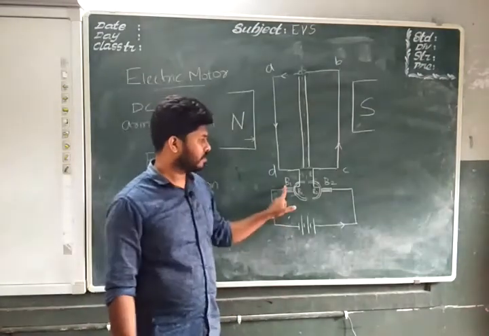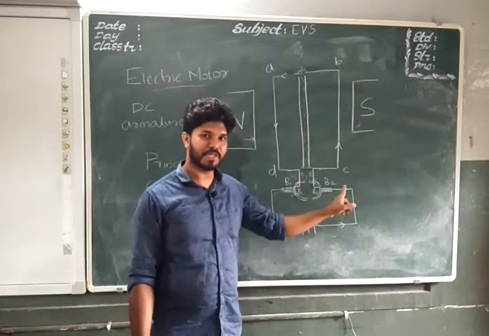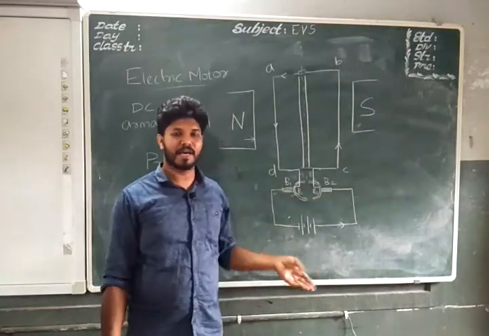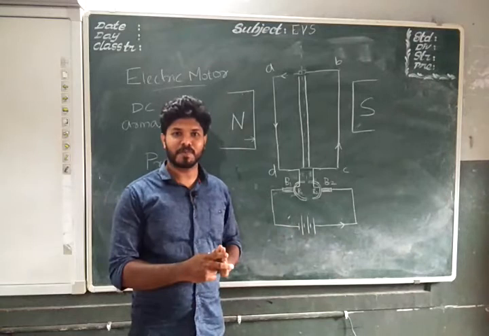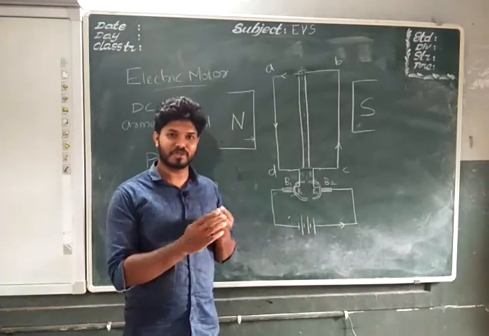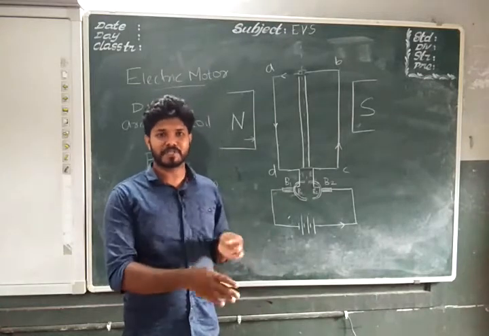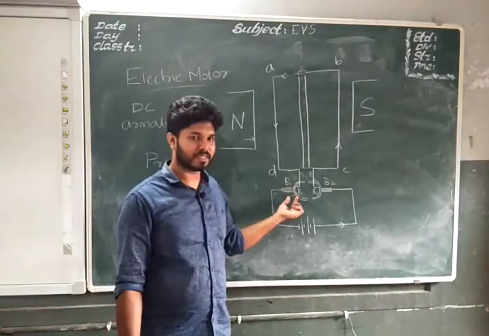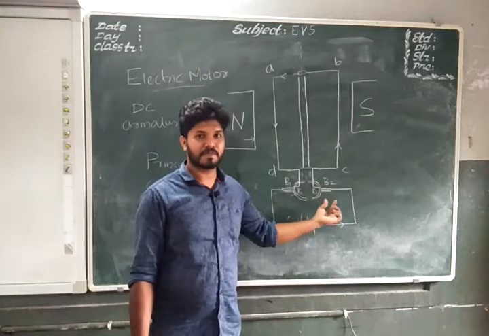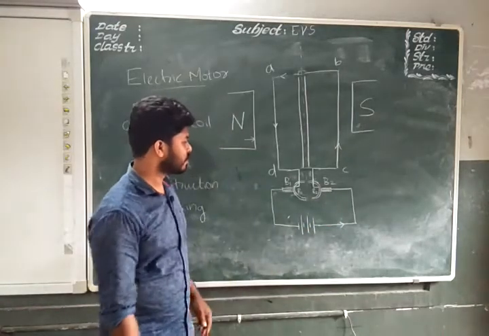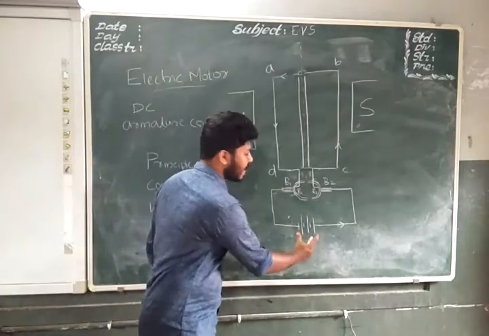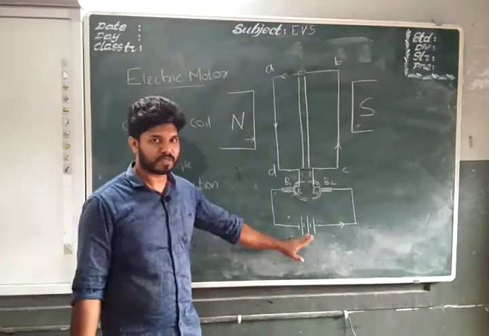And here are two brushes, B1 and B2. These brushes are made of conducting material, that is, some substance like aluminum or copper. Now it is connected to a battery source. This one, you know, is a battery.